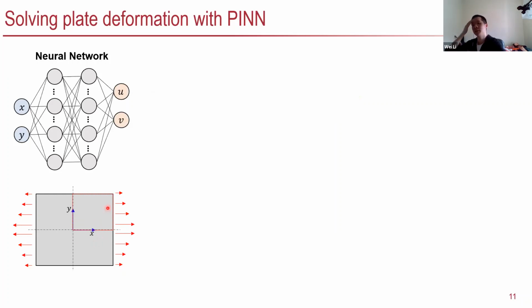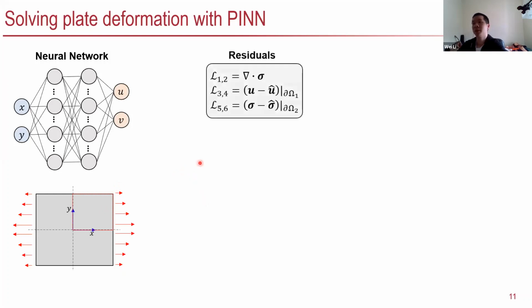But for the physics-informed framework, we actually don't need the exact solution. We need the network to satisfy these equations. For example, this one represents the force equilibrium along two directions and also some boundary conditions. But you can also see here, in order to calculate this term, we need to first calculate the stress and strain from a displacement field.